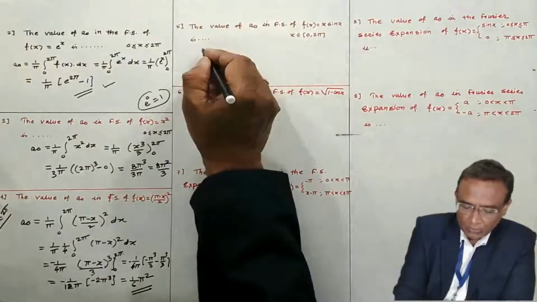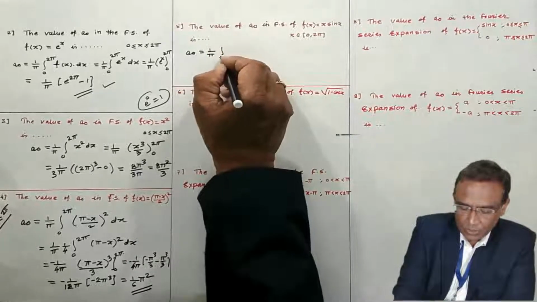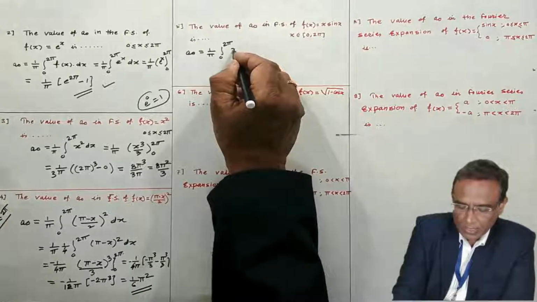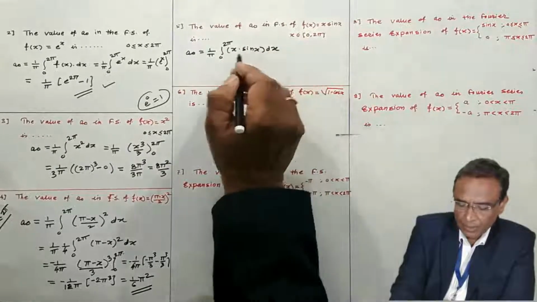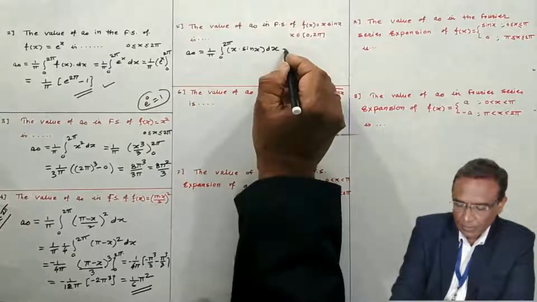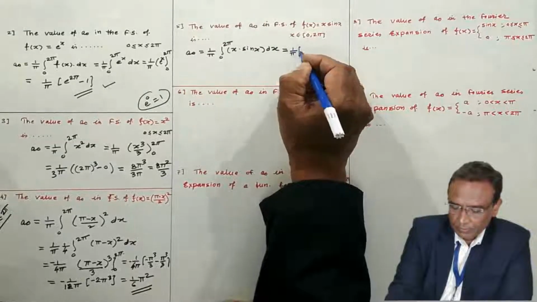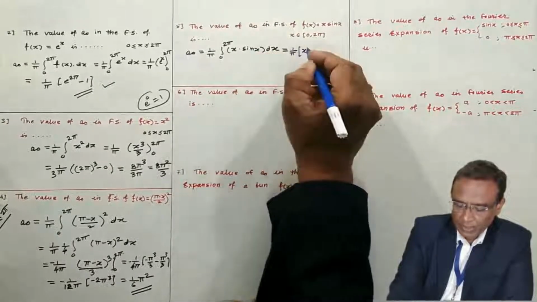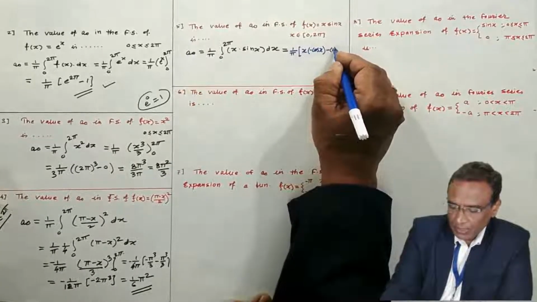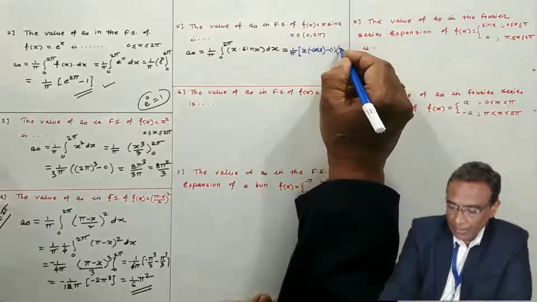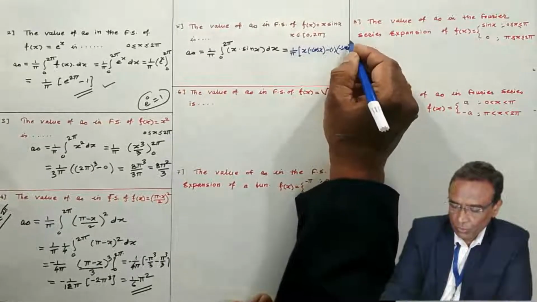Now similarly, the value of a0 here, how to find? The a0 is equal to 1 by pi, integral 0 to 2 pi, x sin x. This is f(x) dx. Here we have the product of two terms. Therefore, now 1 by pi, first function, integral of sin is minus cos, minus derivative of x is 1, integration generalized by parts I am using. Integration of minus cos is minus sin x for the limit 0 to 2 pi.